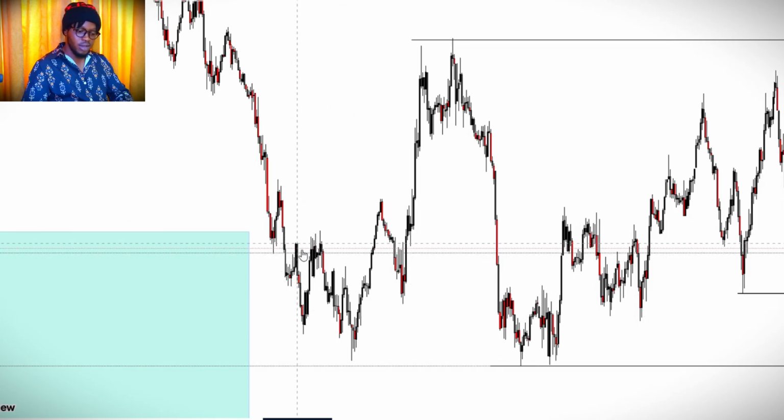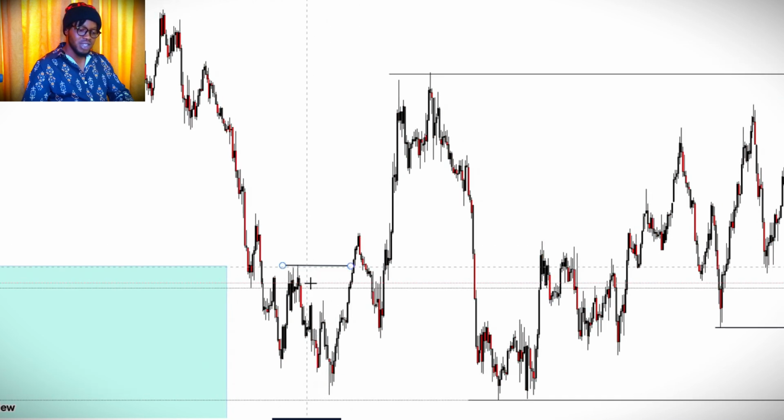lower low, lower high, lower low, lower high, lower low. Price shifted structure right here. See that everything I'm doing is the same thing. It's as simple as that. Price shifted structure right here and retraced and just went. As simple as that. Tap into your discount and go.